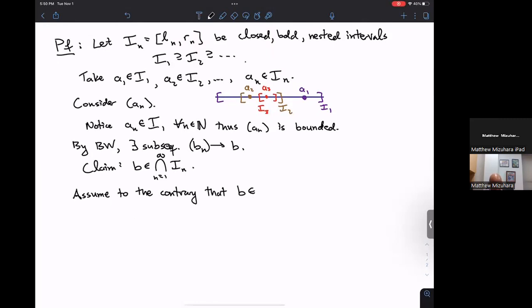That limit b is not in the infinite intersection. And all that means is, well, it can't be in all of them, which means there must be some interval that this b is not contained inside. So that means there exists some n such that b is not in that nth interval.